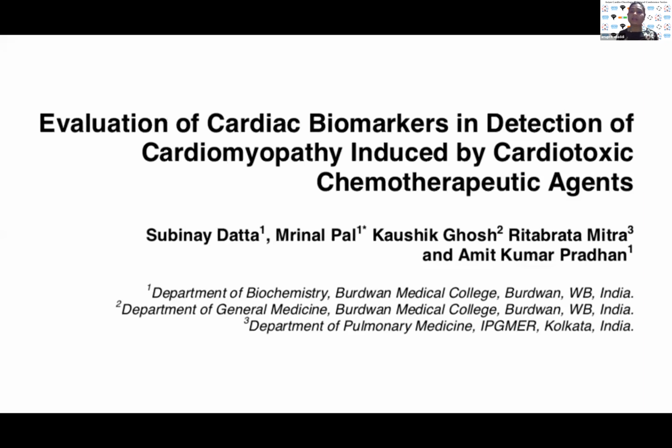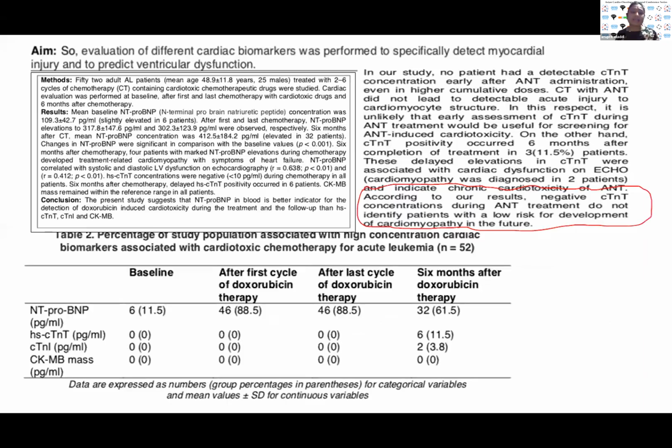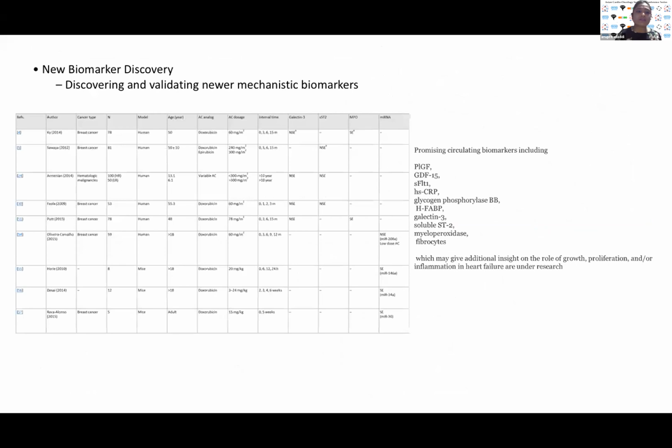There is one study from India, Kolkata. They studied 52 acute leukemia patients, and they studied all the biomarkers at baseline, after the first cycle of doxorubicin, and the last cycle in 6 months. Except for NT-proBNP, all other biomarkers did not change, and they concluded that negative TROP-T concentration during anthracycline treatment does not identify patients with a low risk of development of cardiomyopathy in future.